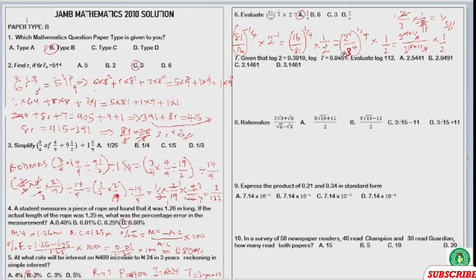Now, given that log 2 is equal to 0.3010 and log 7 is 0.8451, evaluate log 112. Now, this is a logarithm, and how do we solve it without even using a table? Because we have been provided the log of 2 and the log of 7, and we have to find log 112. Now the first thing is to find the factors of 112 in terms of 2 and 7.